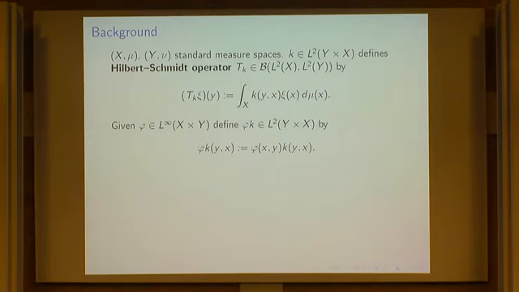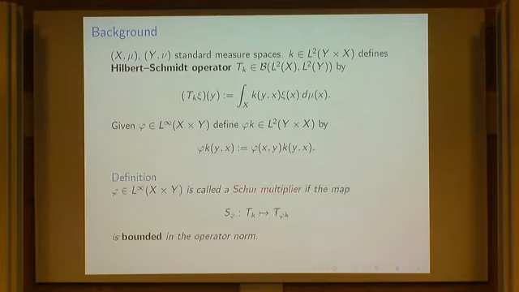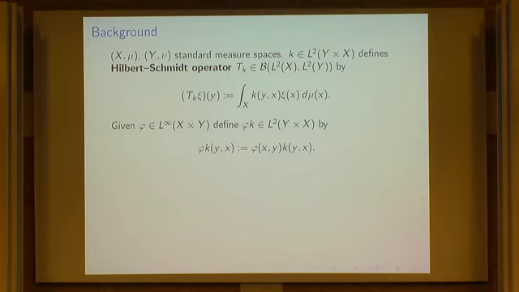Now if you have another function on the product space, say an essentially bounded measurable function, you can consider the pointwise product of the kernel of an integral operator, a Hilbert-Schmidt operator, with your given function. Surely when you consider this mapping sending k to phi k, it is a bounded map in the L2 norm, because I started with a function phi that was essentially bounded.